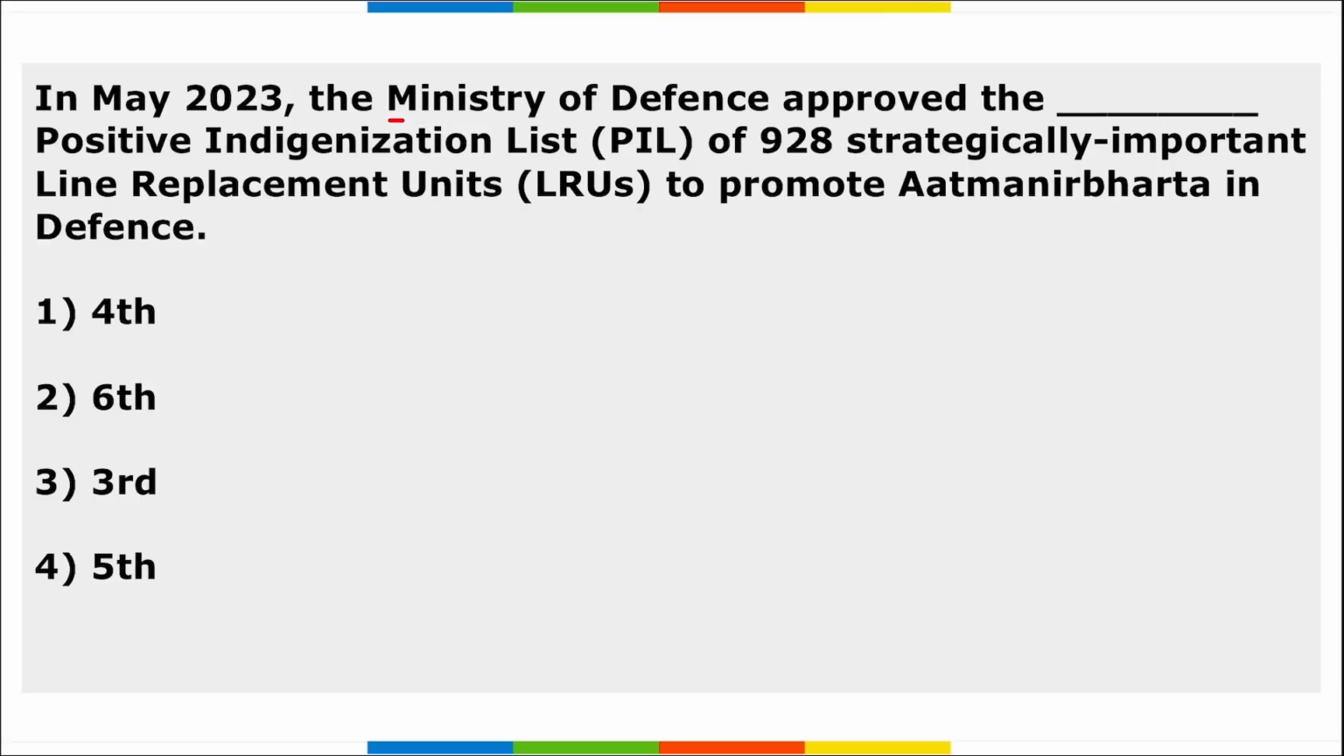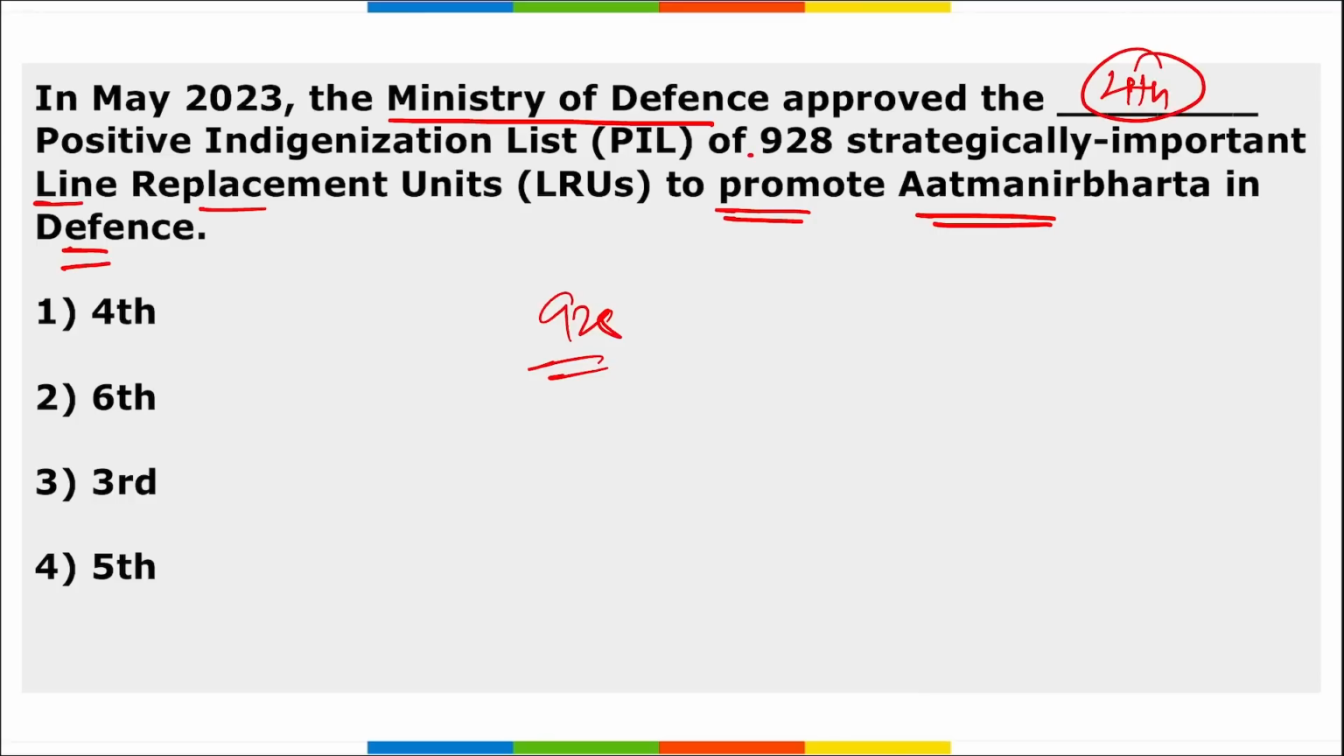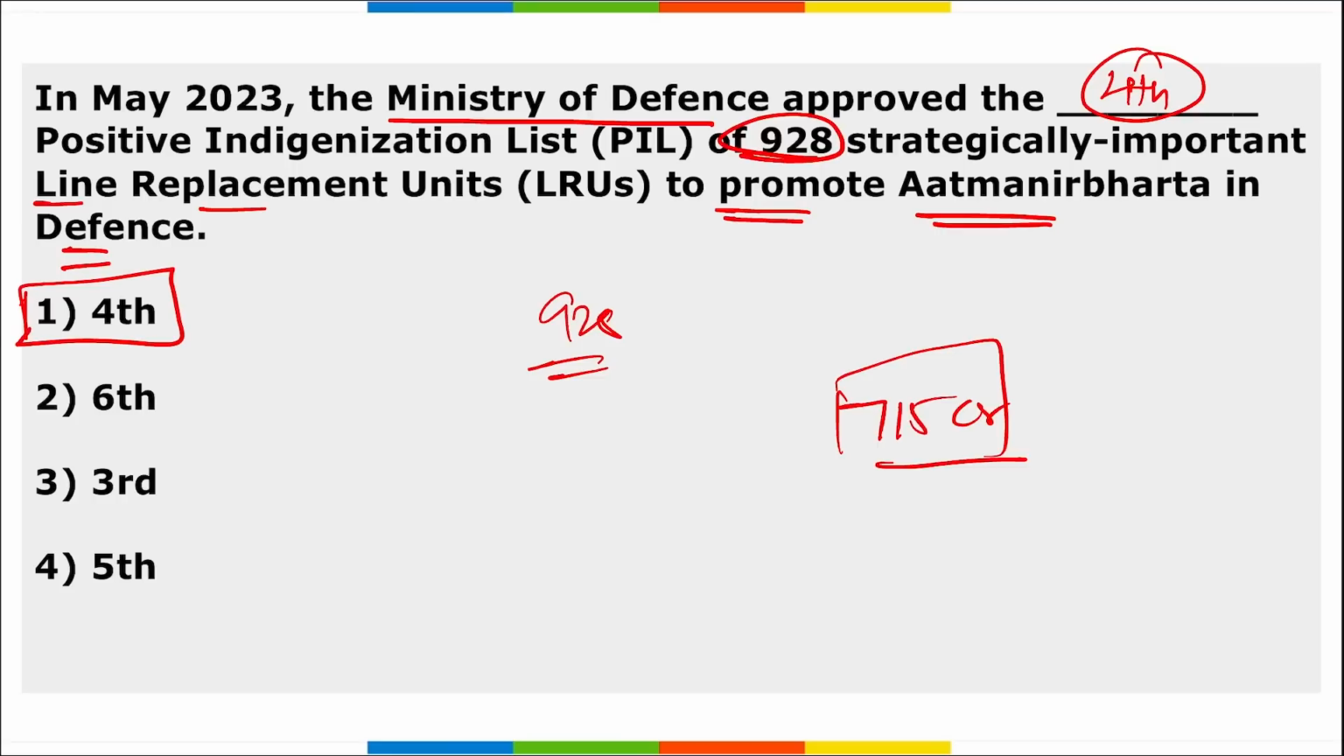Next, the Ministry of Defence recently approved a PIL of 928 strategically important line replacement units to promote Atmanirbhar Bharat in the defence sector. So remember, it is your Ministry of Defence. This was their fourth PIL list of 928 strategically important items, right? And the worth of this list is 715 crore rupees. So the correct option here becomes option first.